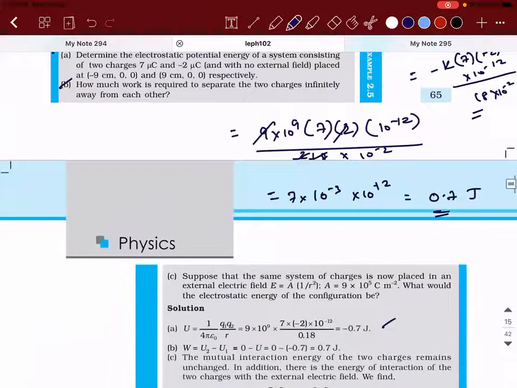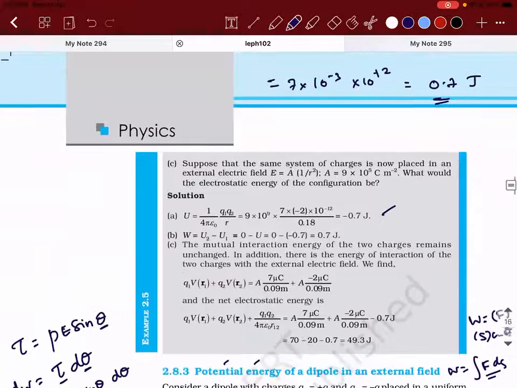Right. Next, if you read the third question, suppose that the same system of charges is now placed in an external electric field. So initially it was not placed. Now it is placed in an external electric field where E is equal to A into 1 by R square. A is not the area, guys. A is some constant whose value is 9 into 10 power 5 coulomb per meter square. What would be the electrostatic energy of the configuration? That's what they're asking.